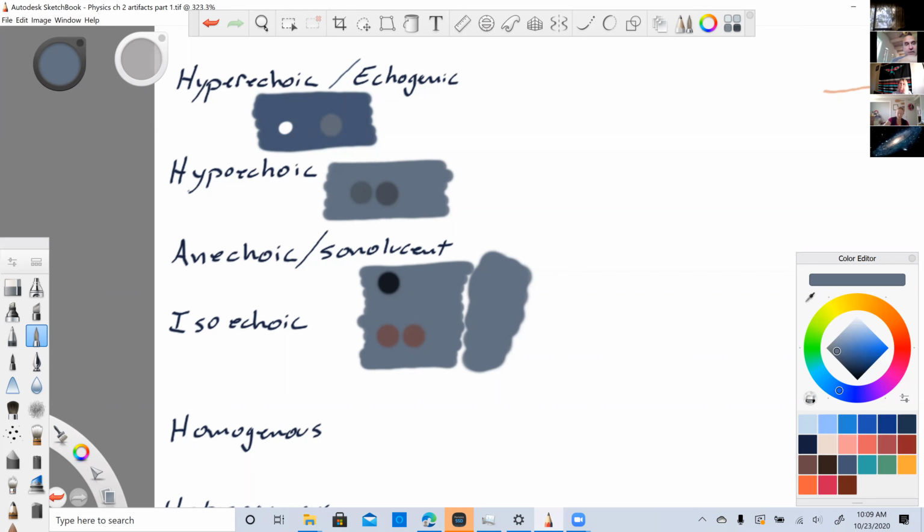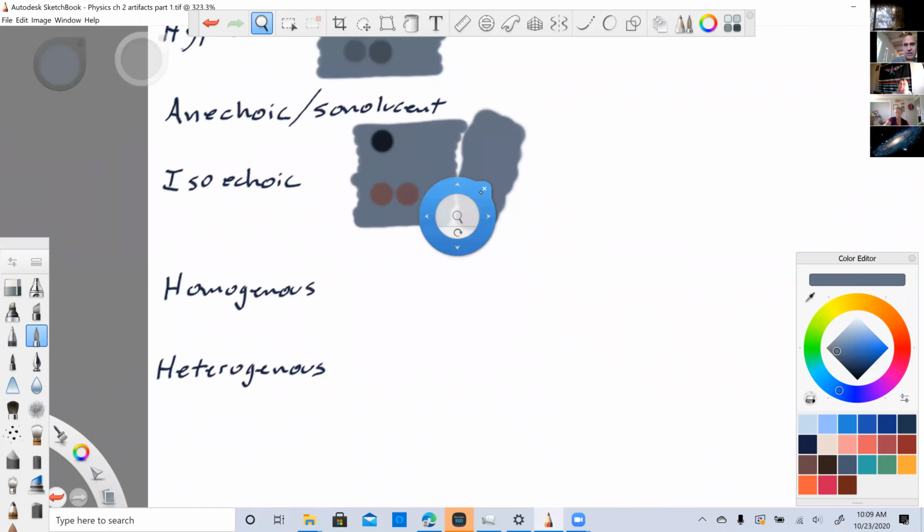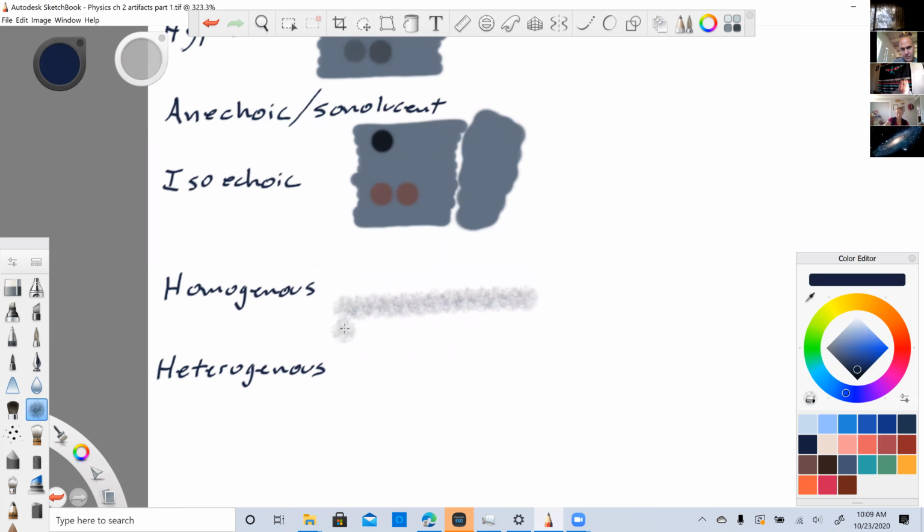All right, homogeneous. Homo meaning the same. I think I was going to use this for homogeneous. So this tissue that I'm creating here is more or less homogeneous. Yeah, sure, there's variations in it, but for the most part, you're getting the same texture. Yeah, I'm going to write that word down.